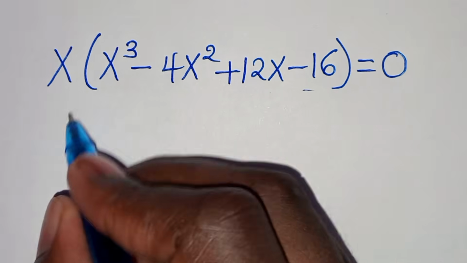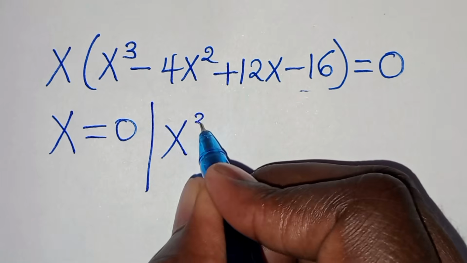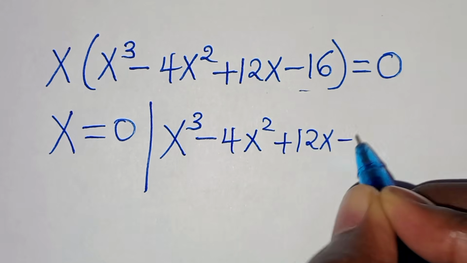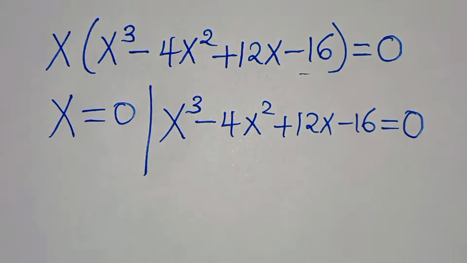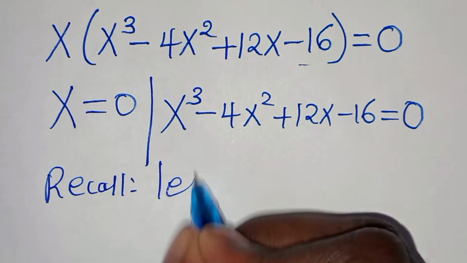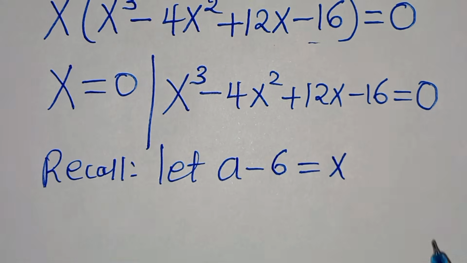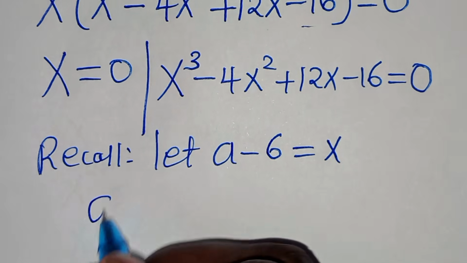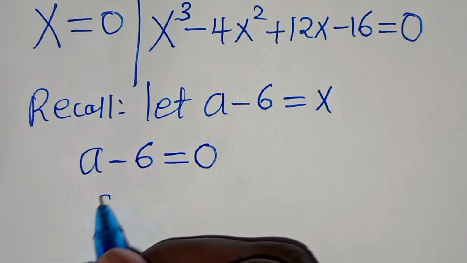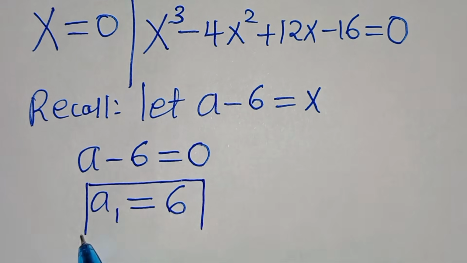Now from here we have that x is equal to 0, and we have x to the power of 3 minus 4x squared plus 12x minus 16. This is equal to 0. Now from here, if you recall, we insist that let a minus 6 be equal to x. We have x is equal to 0, so we have a minus 6. This is equal to 0. So this implies that a1 is equal to 6. This is the first solution to this problem here.